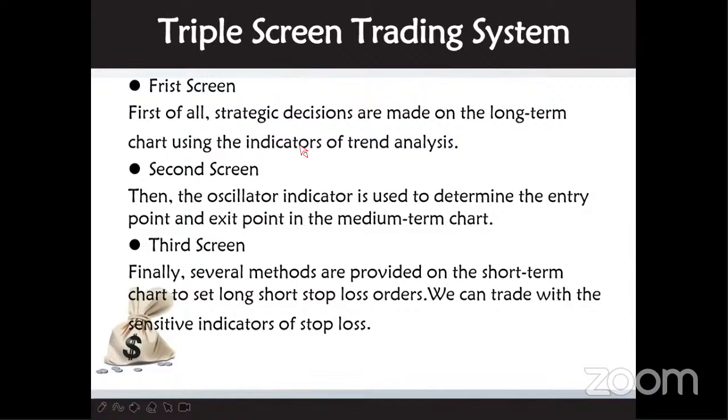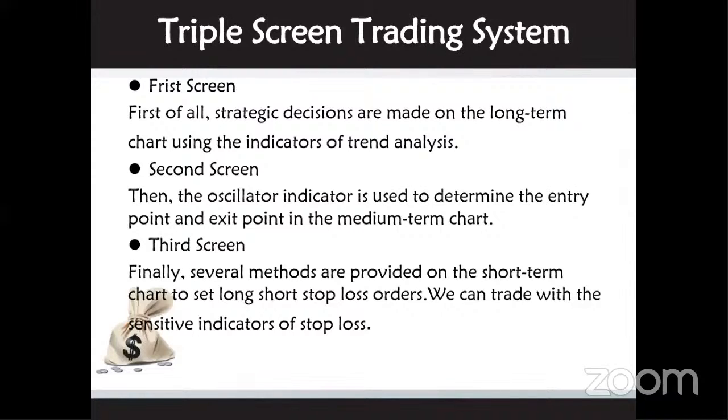So as we see, it has three screens in total, right? The first screen is strategic decisions made on the long-term chart using the indicators of trend analysis. Which means in the first screen, we need to use some of the trend indicators to analyze the trend, to see whether it is in an uptrend or downtrend, a long-term uptrend or long-term downtrend, to let us make our decision to buy long or to sell short.